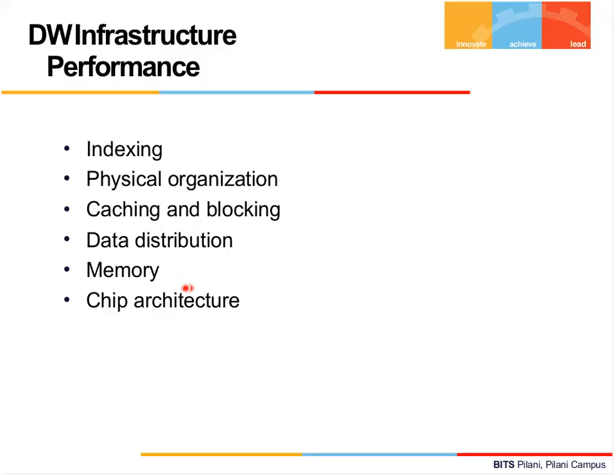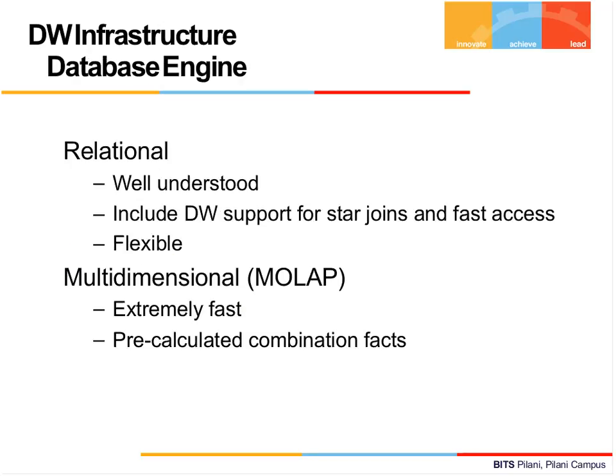Data distribution, how you're going to distribute the data so that you get optimal results. How much memory you need. Chip architecture, which is the CPUs and everything. How many processors you need for the application. How many processors you need for the database. All those things, we're going to look at very carefully as we get into the second half of this course. Okay, but I want to give you a picture of what we are going to get into.